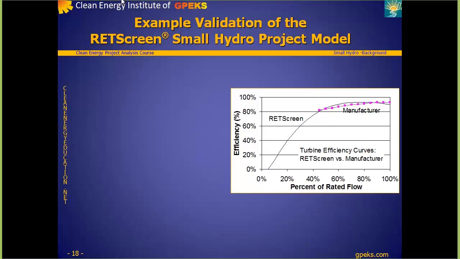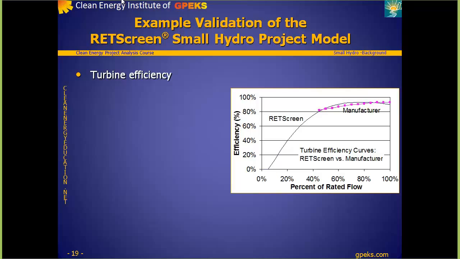Example validation of the RETScreen Small Hydro Project model. The RETScreen software has been validated in a number of ways. Here we discuss several aspects of the software that have been validated, namely the calculation of turbine efficiency curves, the determination of plant capacity and available energy, and the formula costing method.